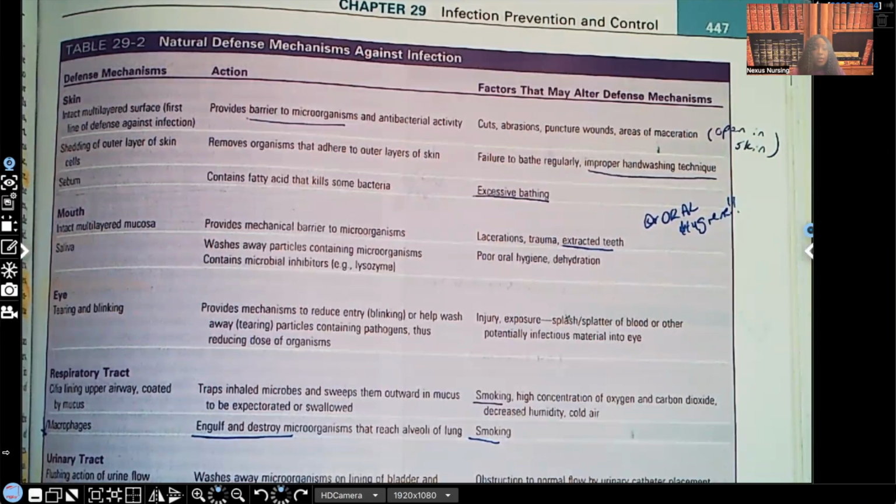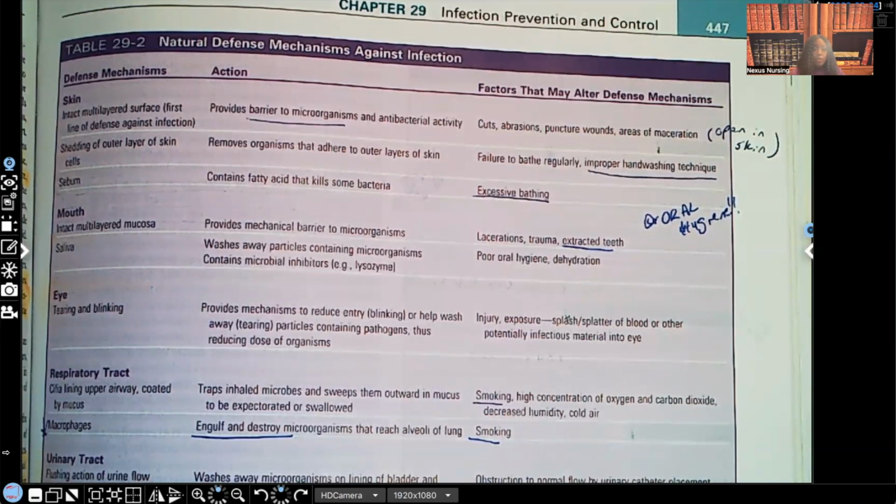Let's talk about the mouth. Factors that can alter defense mechanisms of the mouth: laceration, trauma, extracted teeth. That's why patients who are immunocompromised, if they're going to have a dental procedure, very often they're going to what? They're going to be placed on antibiotics. Oral hygiene is very, very, very important.